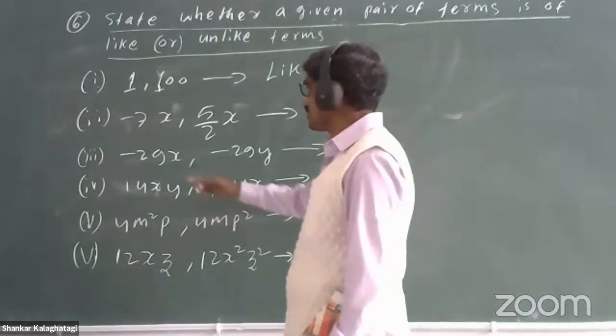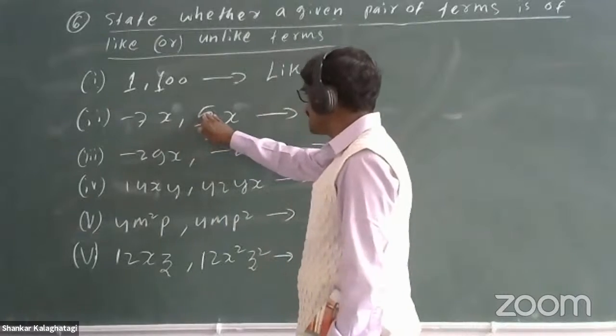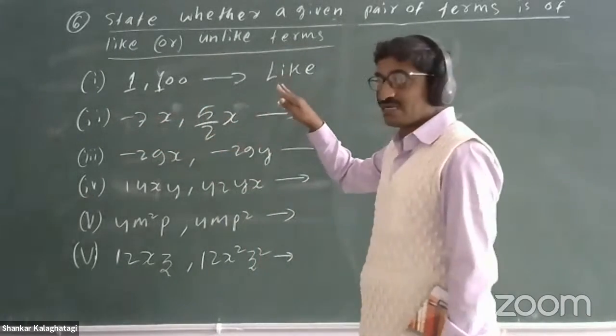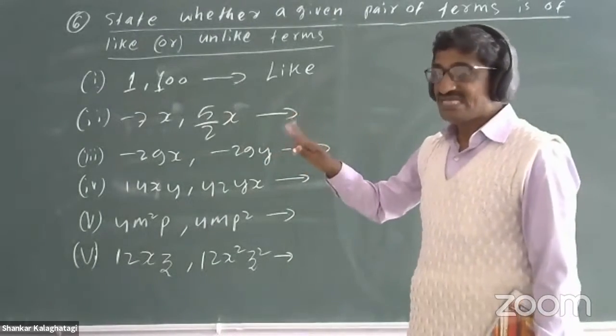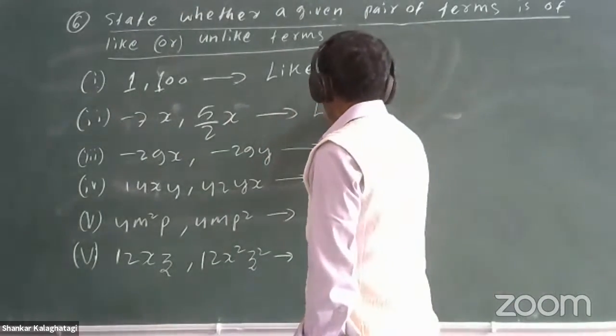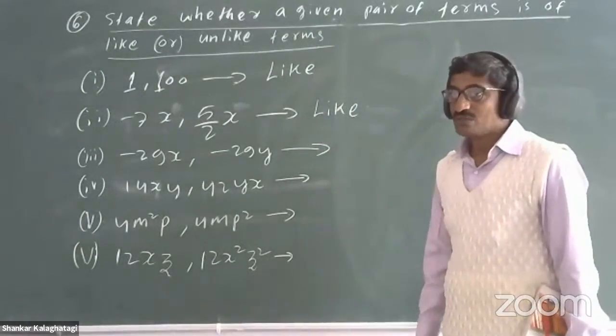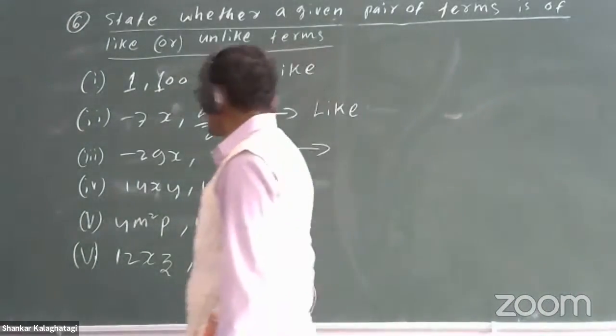Okay. So this is 7x, this is minus 7x, this is 5/2 x. Literal terms are same, means they are like only. x, x, both are same, no? We have to say like terms.